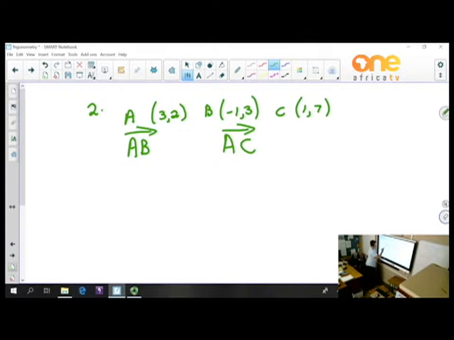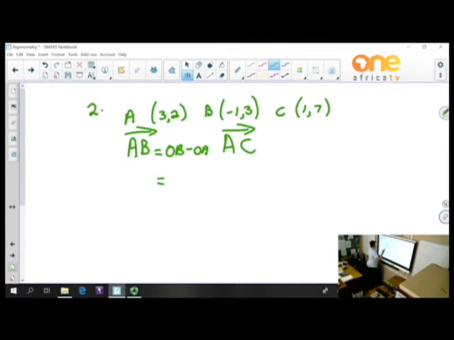So to find AB, and this is now a very important step, we've looked at it the previous lesson as well. It is the last one minus the first one. So it will be OB minus OA. If we make a mistake there, everything is going to be wrong. So be very careful here.